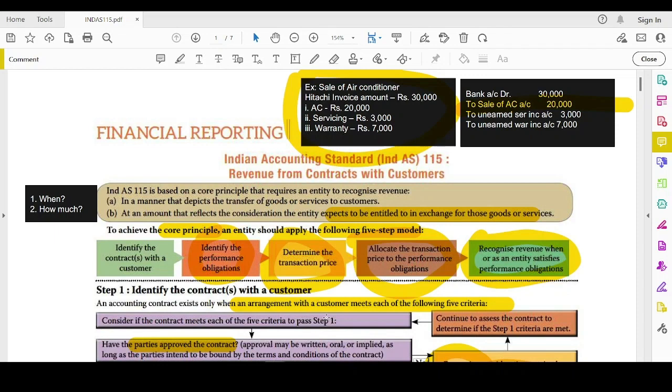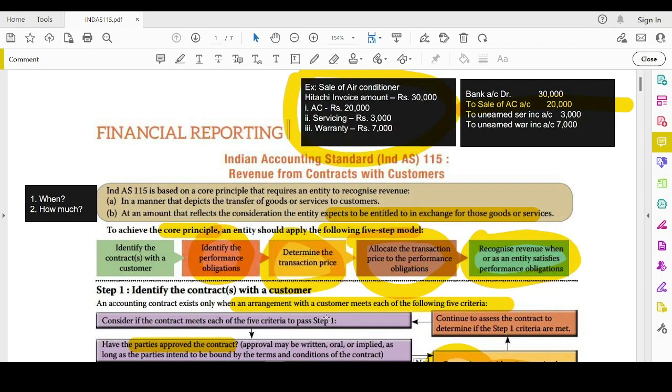It is based on the core principle that requires an entity to recognize revenue. We have to answer two questions now. One is when, another is how much. When: in a manner that depicts the transfer of goods or services to the customer. And the second question is how much: at an amount that reflects the consideration the entity expects to be entitled to in exchange for those goods or services. So the first question is when and the second question is how much, right?